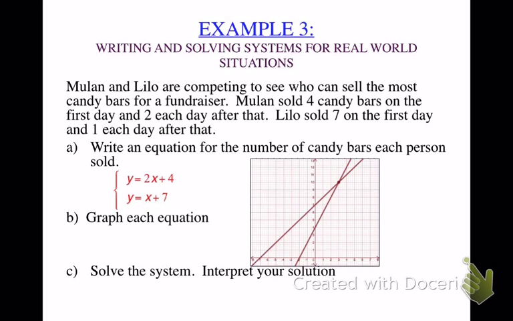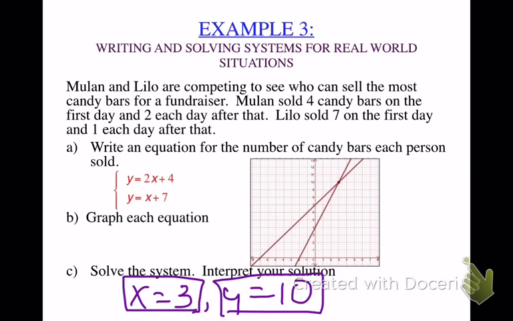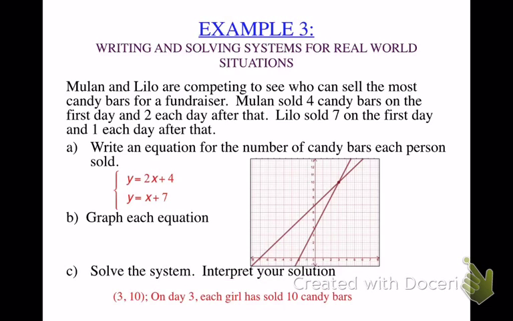and we find a point of intersection. So let's interpret our solution. Our solution is that here at (3, 10), that's going to be a solution that makes our system true for both of them. So when we do that and we look at it, x is going to equal 3 and y is going to equal 10. So we know that on the third day, they both will have sold 10 bars. Okay?